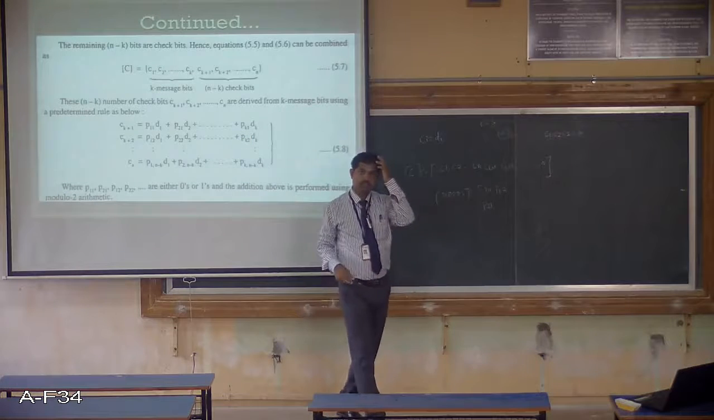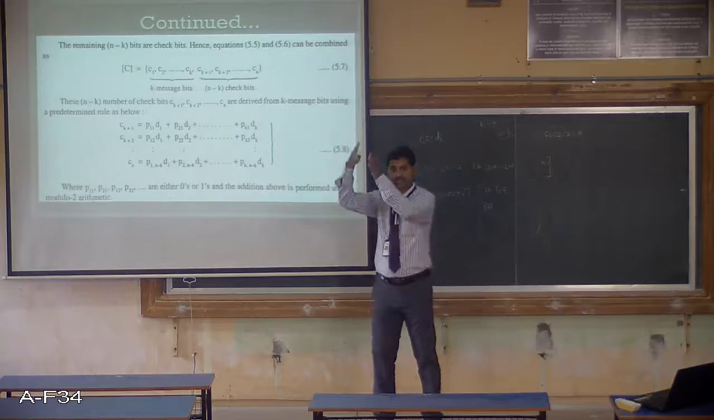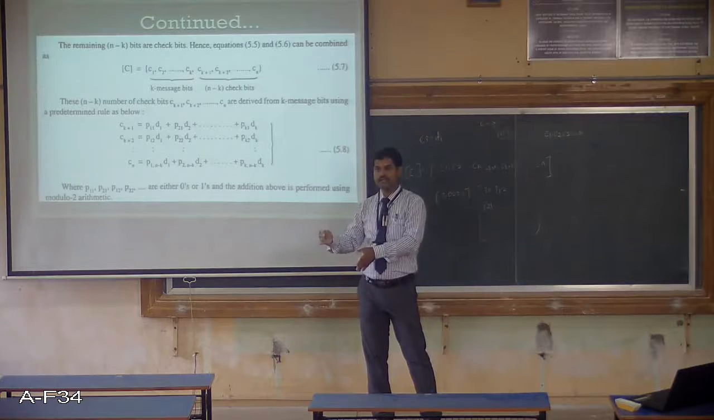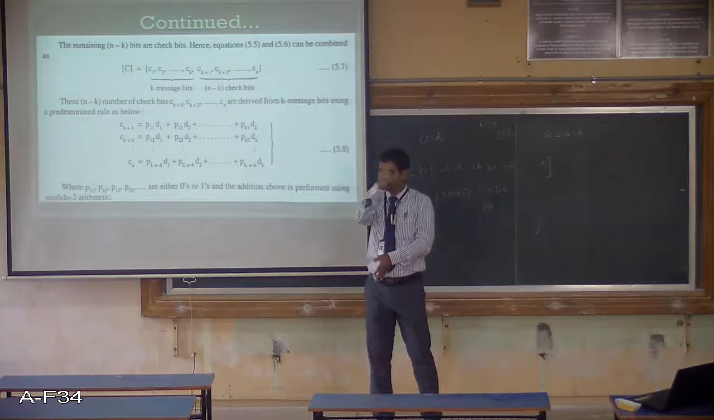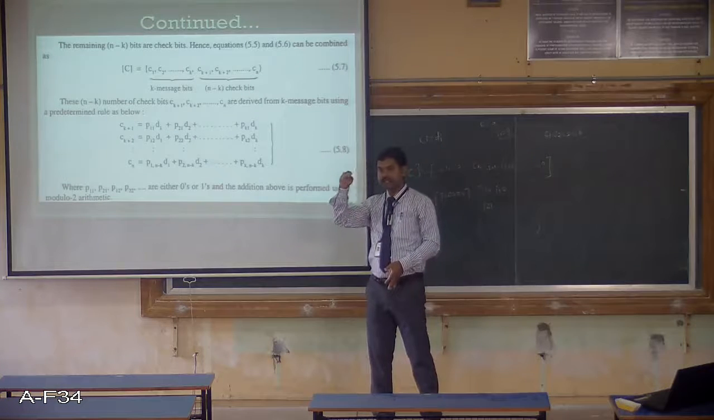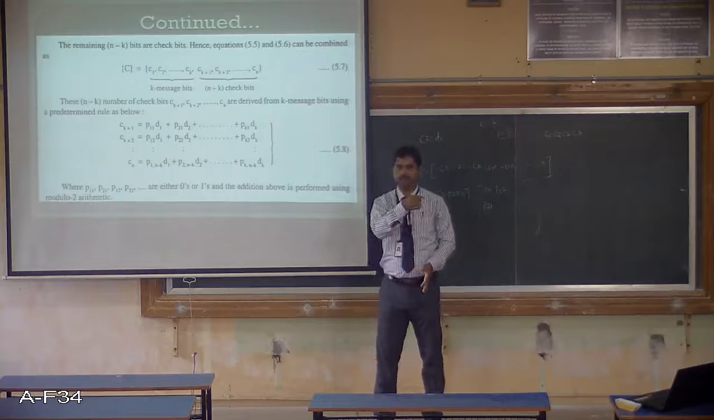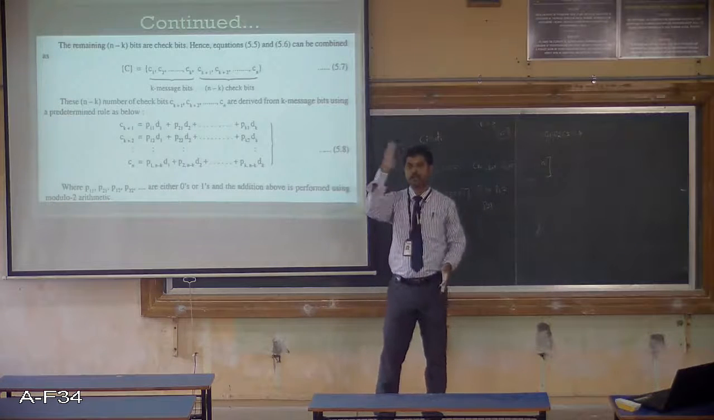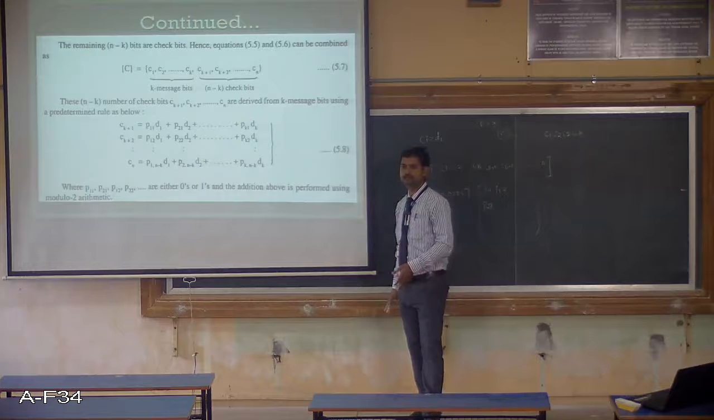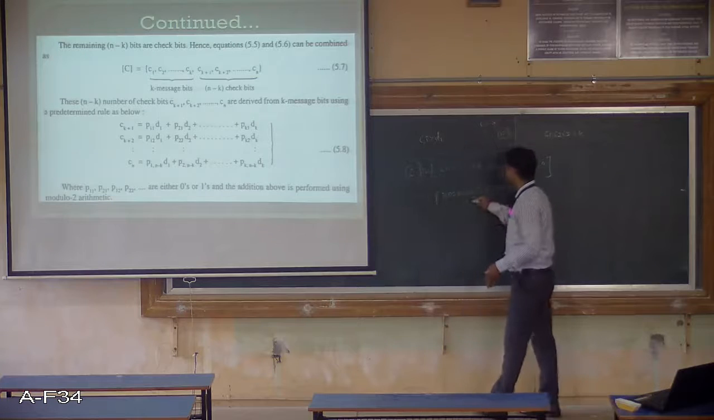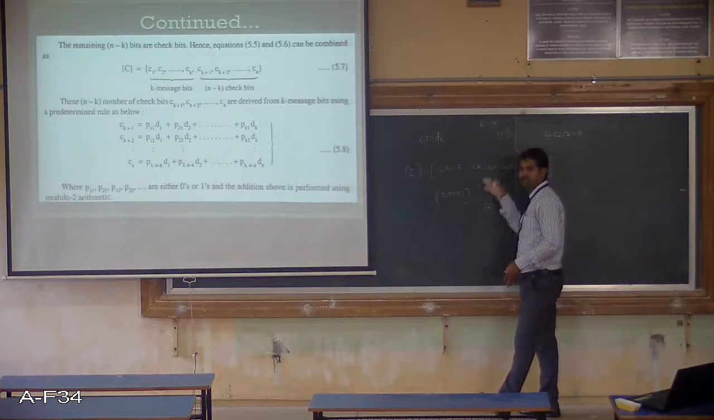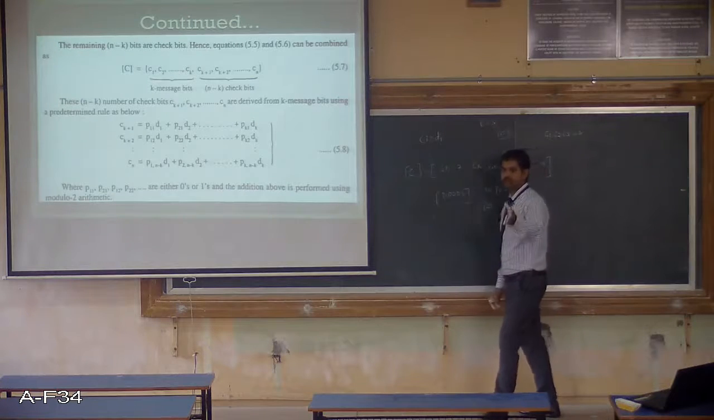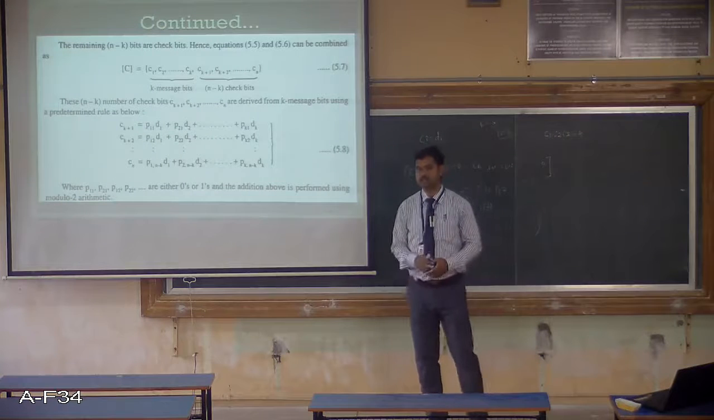Similarly, for c_{k+2}, you have to choose the second column. Again the same thing: first row, second column, D1. Second row, second column, D2. Third row, second column, D3. You have to do this, D multiplied with this rows-and-columns combination. You will get the succeeding bits of the code words.